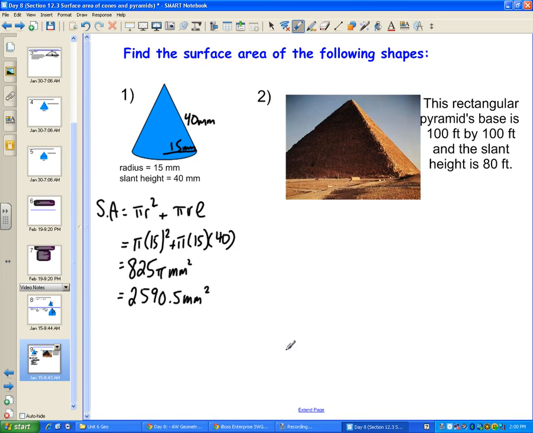And so that would be the surface area of the cone. Well, how does it work for a pyramid? Well, the pyramid's base is a square, 100 feet by 100 feet, and the slant height is 80. So the slant height on the, let's see, these guys are 100 down here.